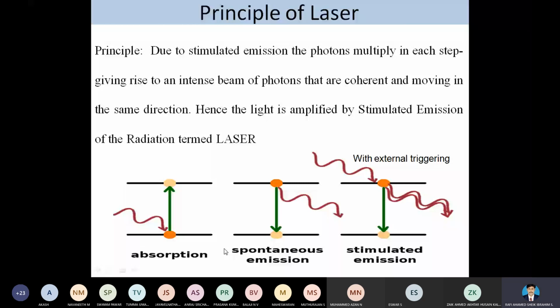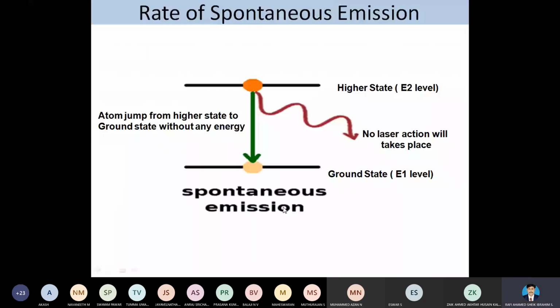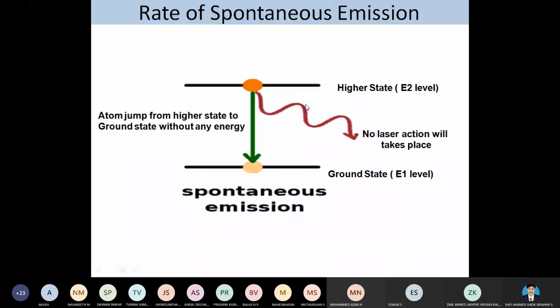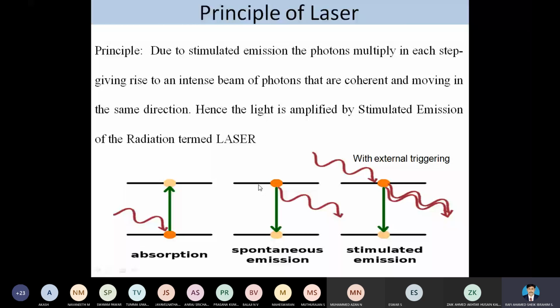I need not say anything. From this figure, you can cope up with what is happening there. I have just skipped this step because our principle is the rate of stimulated emission, so I have started with the spontaneous and the stimulated. But in your notes and study material, you can see the absorption process also.